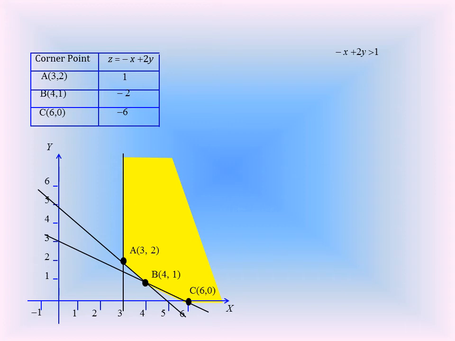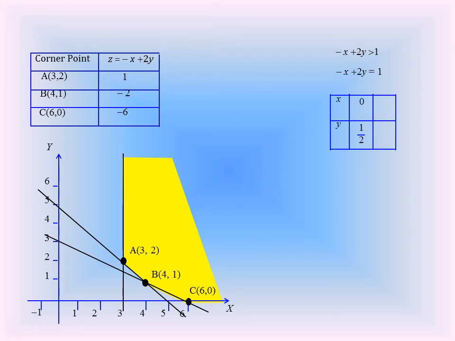graph is an unbounded graph, we consider the given z, that is minus x plus 2y, greater than or equal to 1. Why? Because since the graph is unbounded, 1 may or may not be the maximum value of the given programming problem. Therefore, minus x plus 2y is equal to 1. Find the values of x and y.